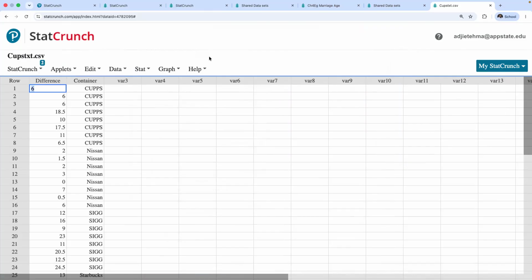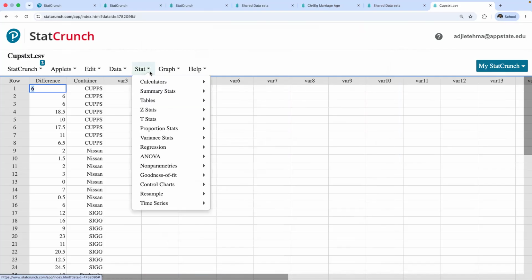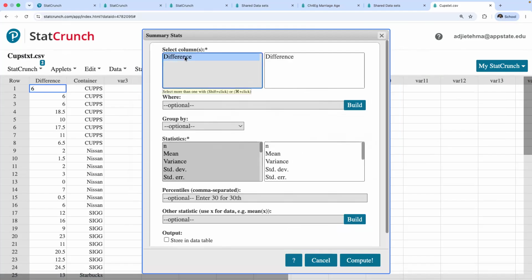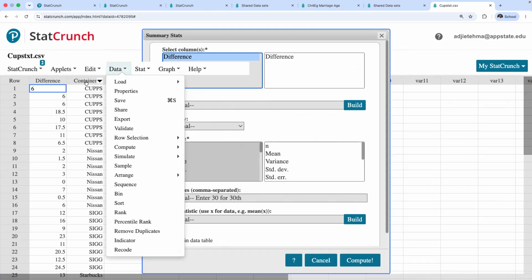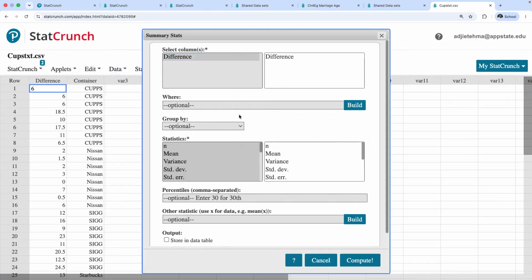So to be able to get that, we do stats, summary stats, columns, we select where the data is. And then here, because we have various types of cups, and those cups are called container, we try to group by the type of container. So it's going to separate them, cup by cup, it's going to do that.